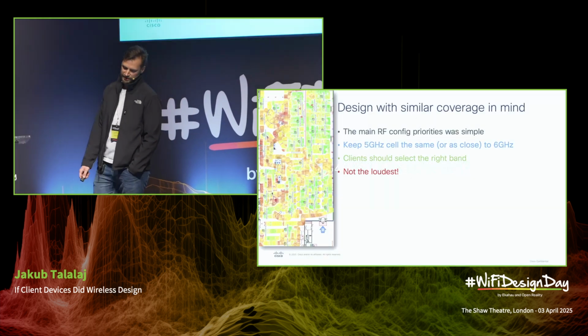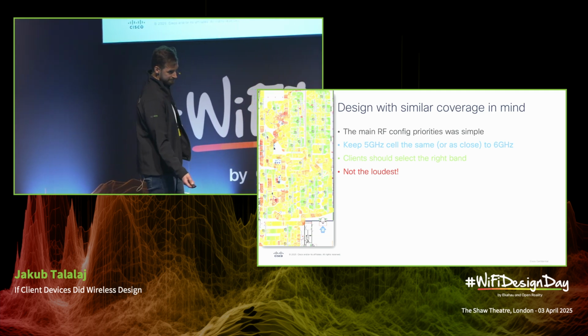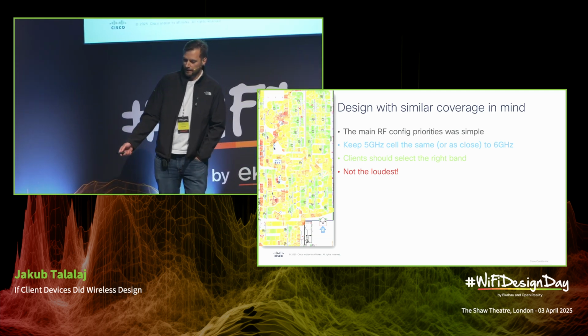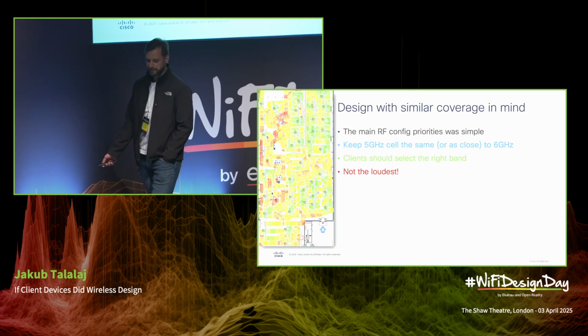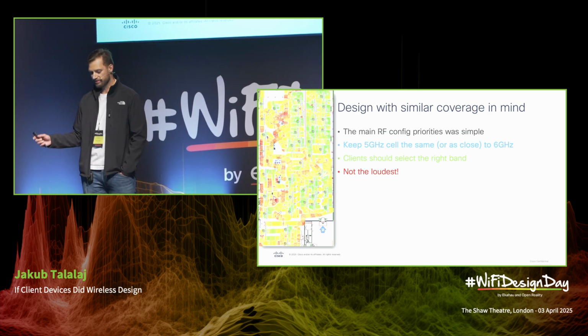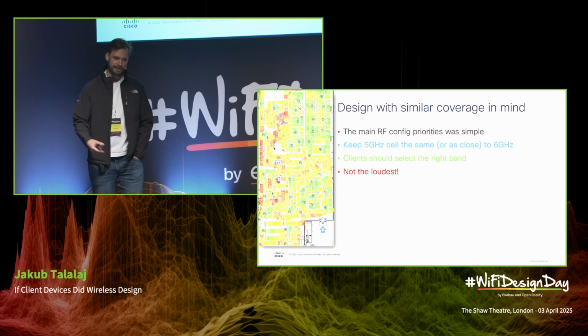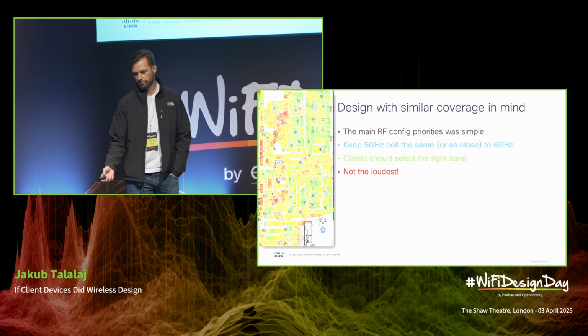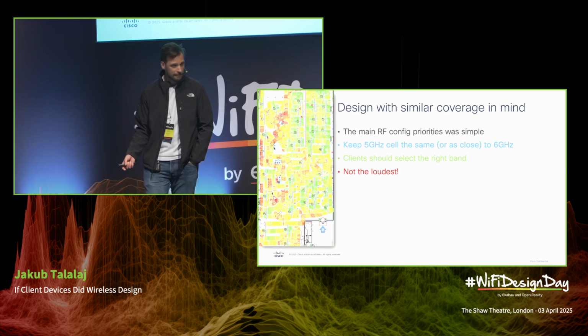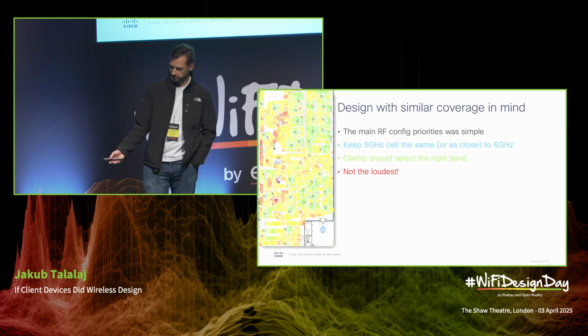So how did we achieve that 40 to 60 split? By careful RF design. The main priority for me when designing the venue was to keep the 5 gigahertz cell and 6 gigahertz cell exactly the same, right? The antenna gains between the flex radio and primary radio will be different, so that had to be taken into account. I know there's an ongoing conversation, okay, what about the penetration of 6 gigahertz?